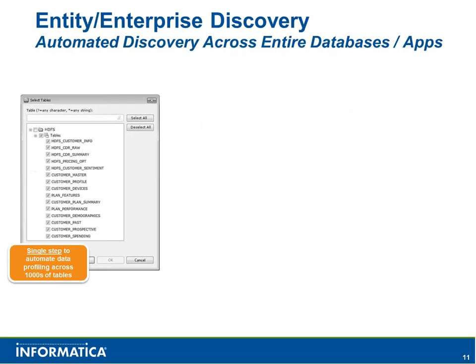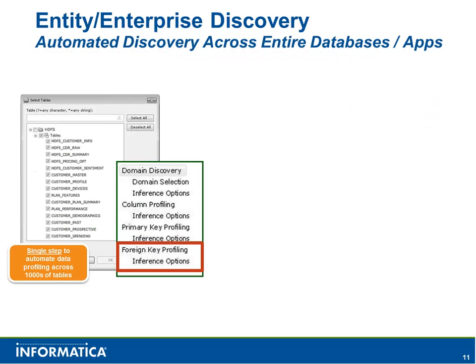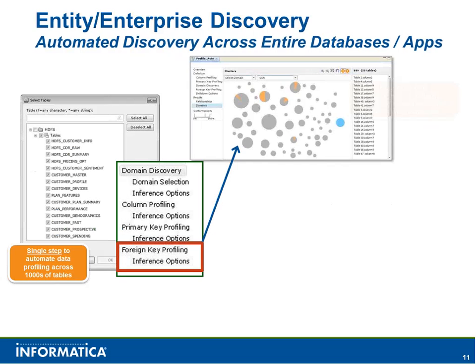Basically, what we have is a single step to automate data profiling across thousands of tables. When you start the wizard, if you've created a connection, you can select that connection and it will automatically select every table underneath that. Or you can go in and pick particular tables if you want to. The flexibility is there to do it very, very quickly. You can select entire connection databases in one go. Then you just go through the usual wizard steps.